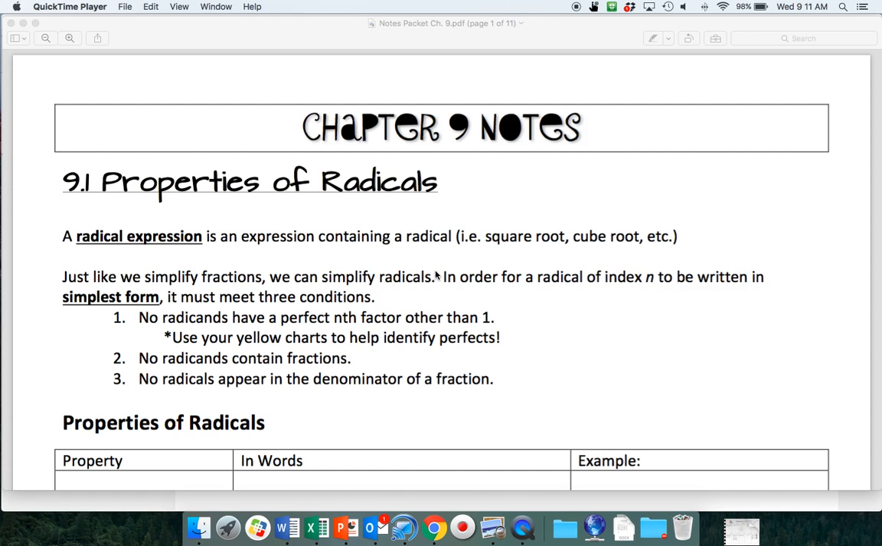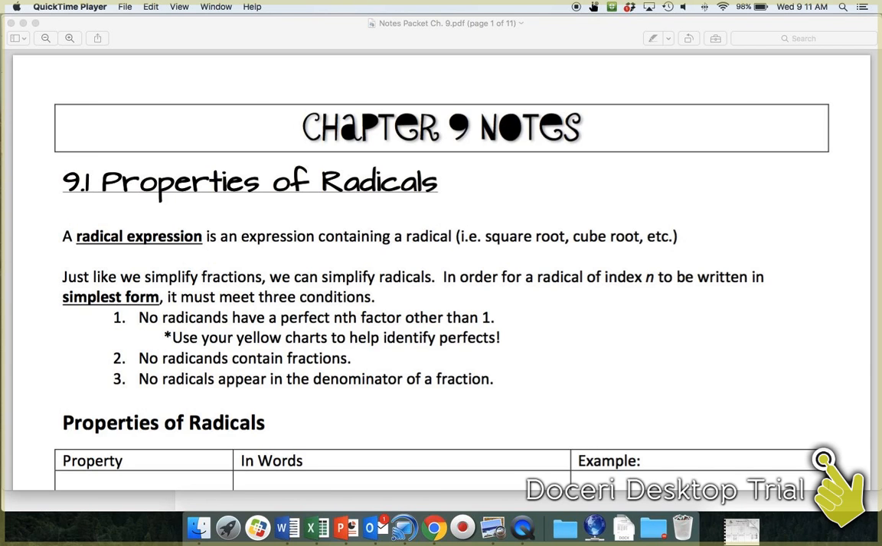You guys know? A radical expression is an expression containing a radical, square root, cube root, whatever. So here's a square root. That's square root, right? What number is really right here that we don't see? 2, right? So you don't see it, but there's really a 2 there. Okay?